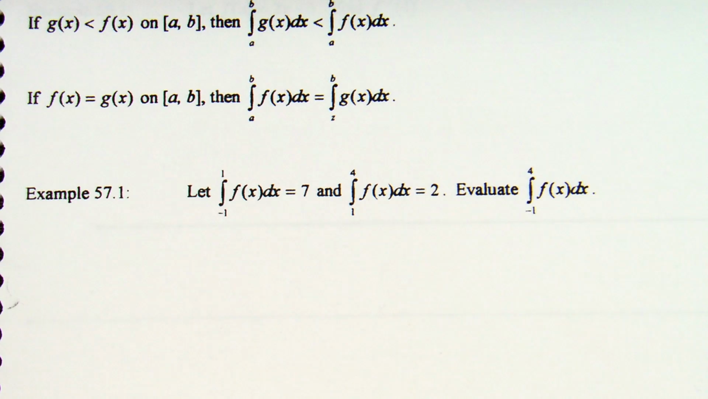Let the integral from -1 to 1 of f of x dx equal 7, and the integral from 1 to 4 of f of x dx equal 2. Evaluate, so we need to find the integral from -1 to 4 of f of x dx. Just going to add up the 7 and 2? Okay. Essentially, look at what happens.